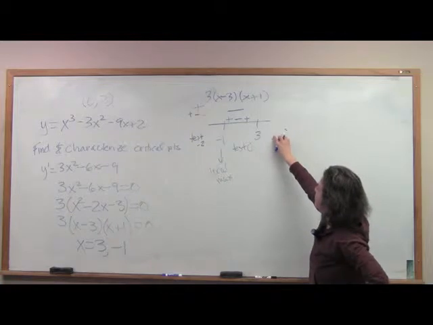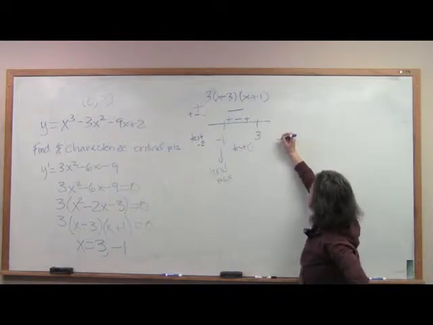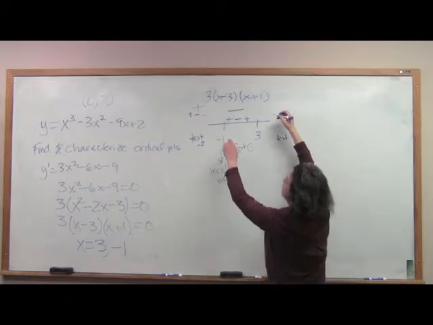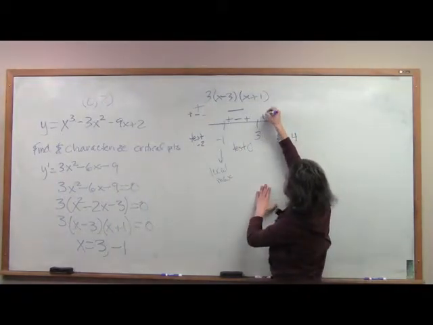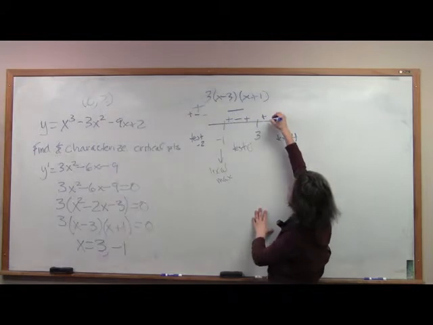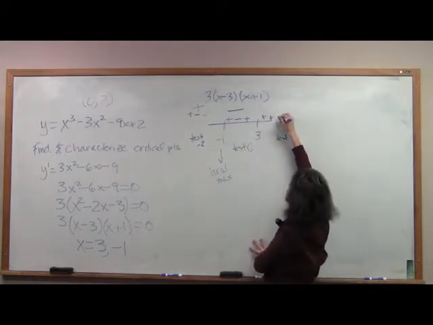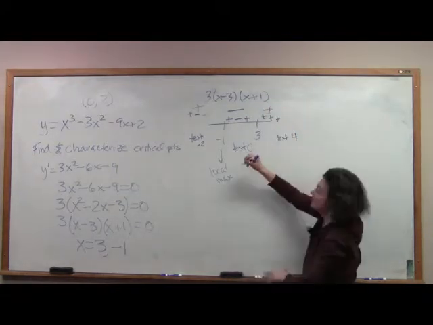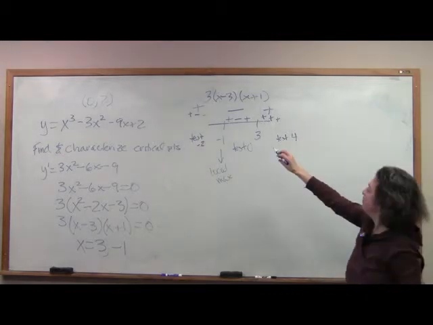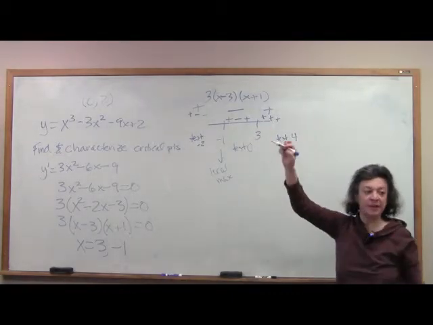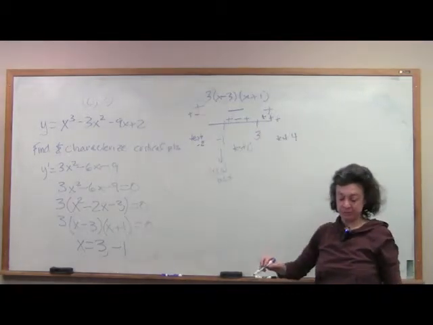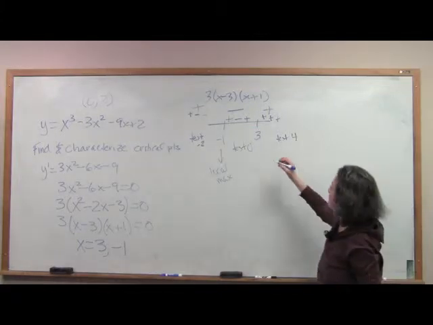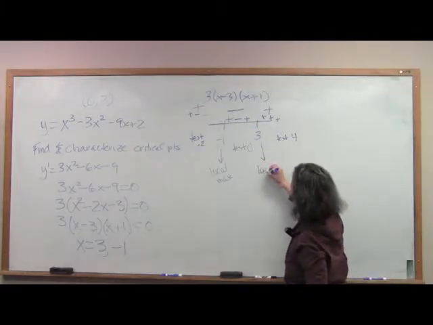Okay, let's see what happens when I'm greater than 3. We'll test 4. And again, if I plug 4 in my first term, it's positive. If I plug 4 in my next term, it's positive. And in the last term, it's positive. So check it out. My derivative went from negative to positive. In other words, my function went from decreasing to increasing. Therefore, we have a local min.